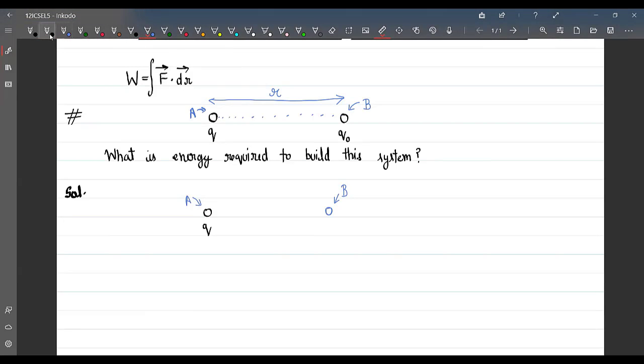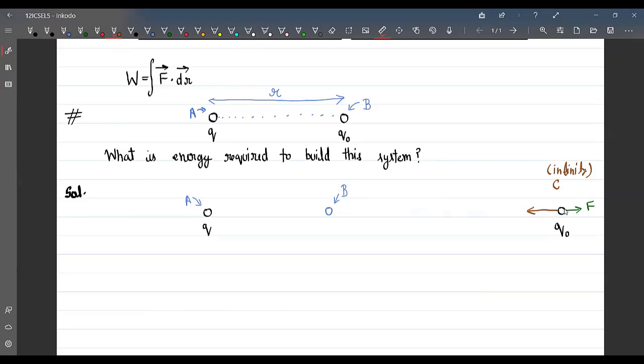Now, if you want to place the second particle at a distance r away, it will offer a resistance, because if suppose your particle Q naught is very far away, then charge Q will apply a force on it, which will be away from the original charge. To counter this force, you will apply a force such that it moves from point C, which is almost at infinity, to point B.